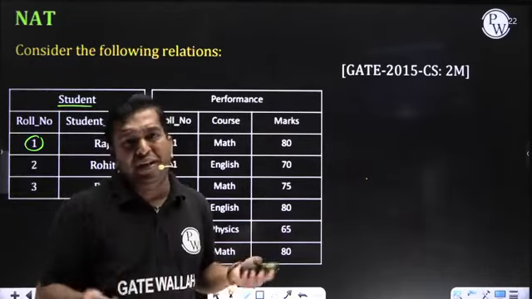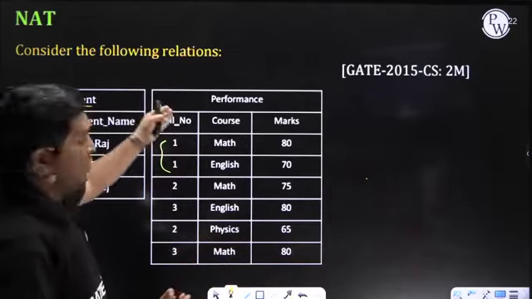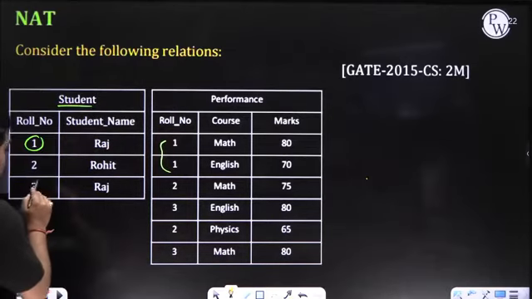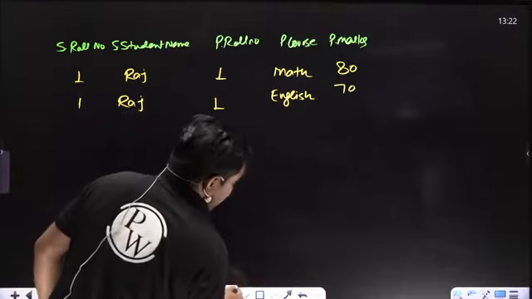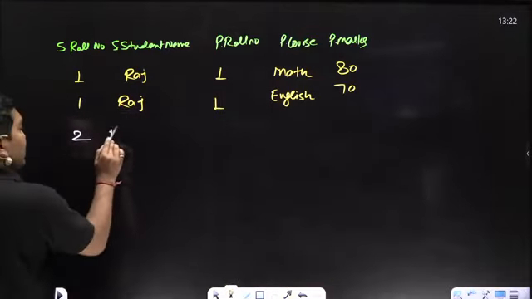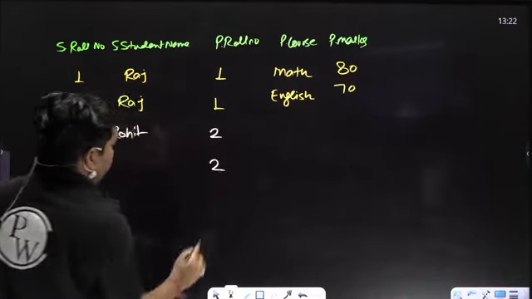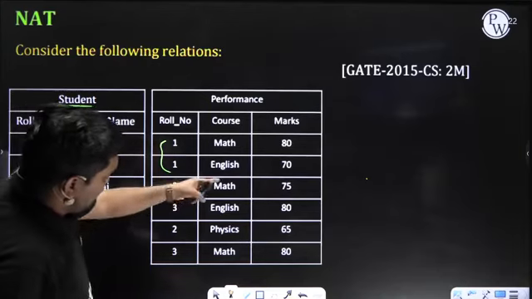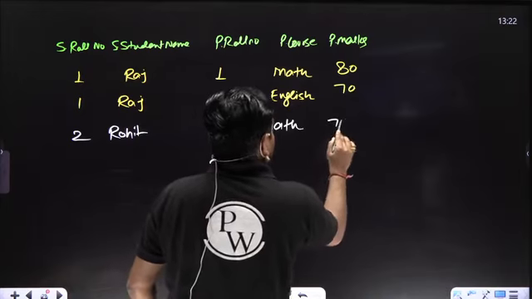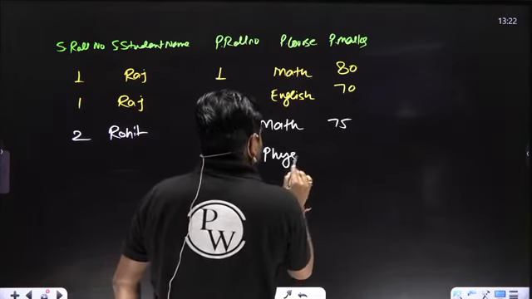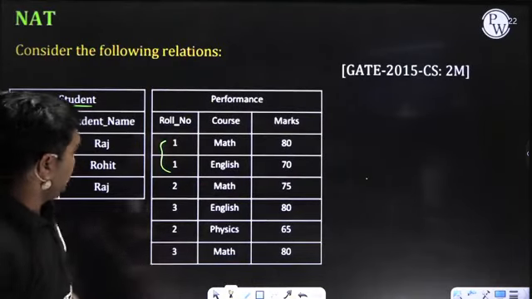But there is no need to write all 18 tuples, only those which are matching, because we have the equality condition s.roll number equal to p.roll number. So whatever is matching, I am only taking. Now second, Rohit. Here it will also match with two tuples: Rohit, Math 75 and Physics 65.